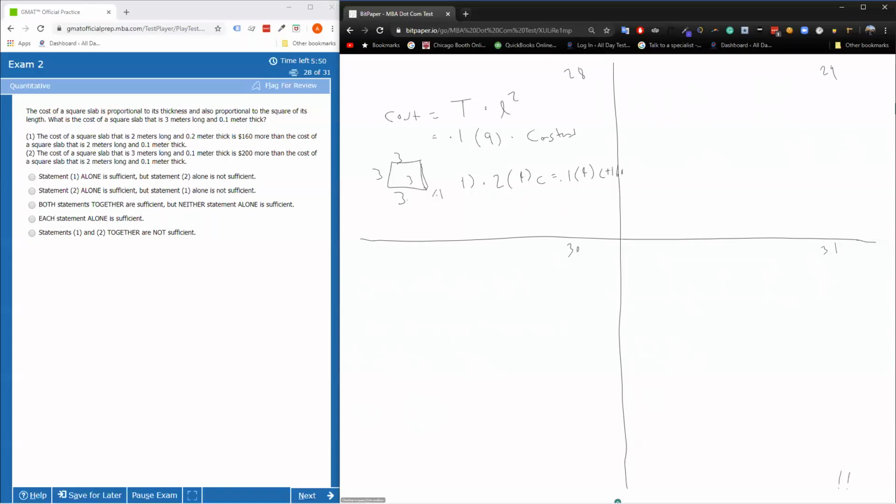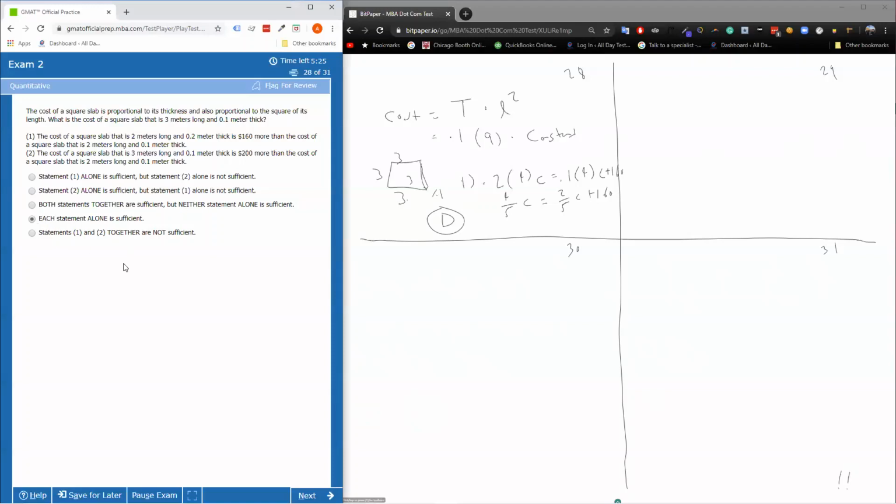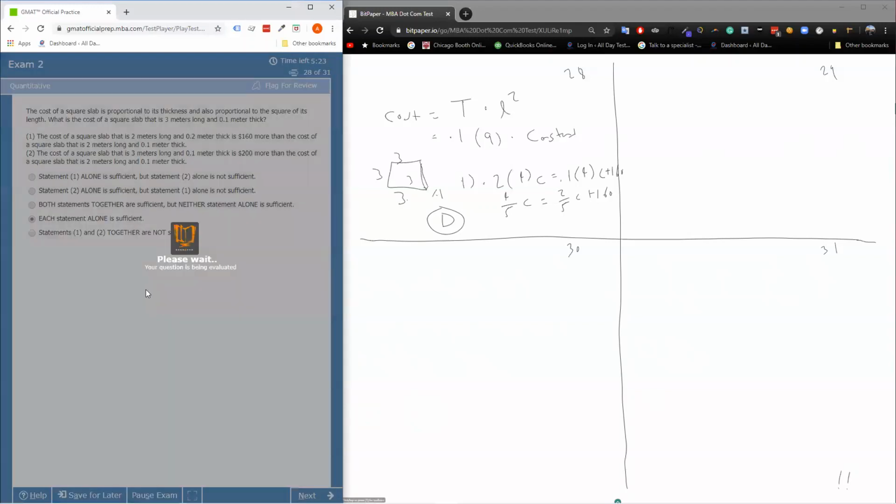So this is 4/5 C equal to 4/10, 2/5 C plus 160. We should be able to find our constant. If we can find our constant, we can find this. And so I'm just going to go ahead and select D because it looks like statement 2 is giving me very similar information.